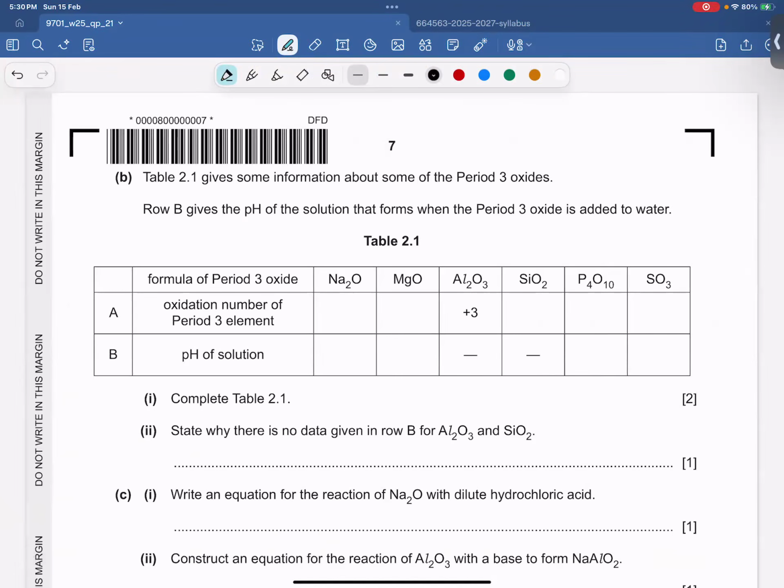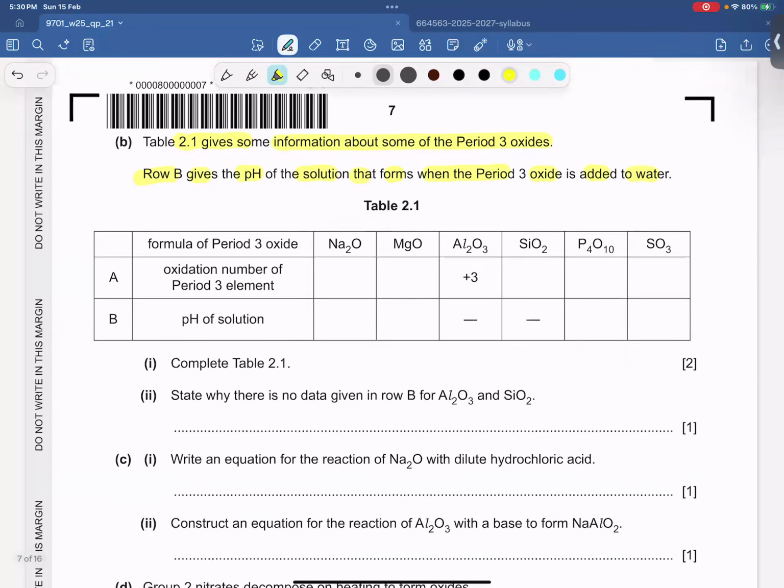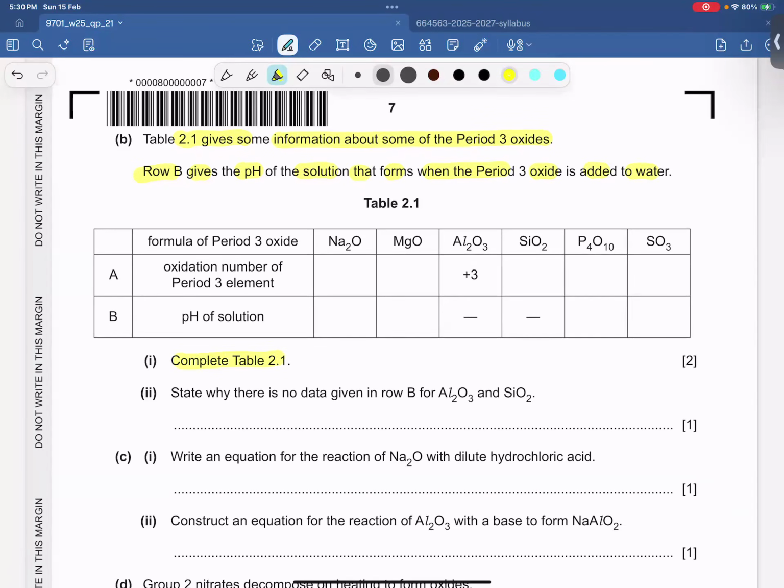Let's start part B. Table 2.1 gives some information about some of the period 3 oxides. Row B gives the pH of the solution that forms when the period 3 oxide is added to water. Complete table 2.1. All right. Sodium has an oxidation state of +1. Magnesium has an oxidation state of +2. So technically oxidation state increases because the number of valence electrons also increases.